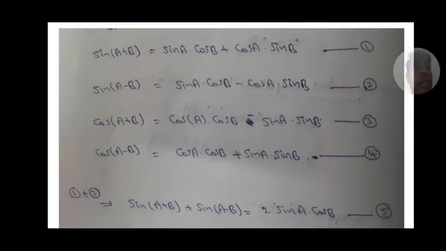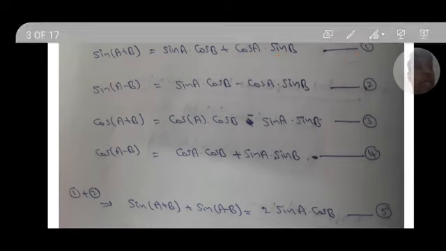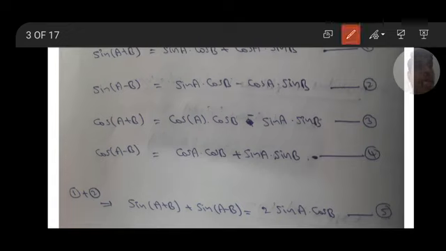Sin of a plus b equal to sin a cos b plus cos a sin b. It is from multiple and submultiple angles. Let us take that equation as 1. Next, second equation, sin of a minus b equals sin a cos b minus cos a sin b. Next, third one, cos of a plus b equals cos a cos b minus sin a sin b, and cos of a minus b equals cos a cos b plus sin a sin b.